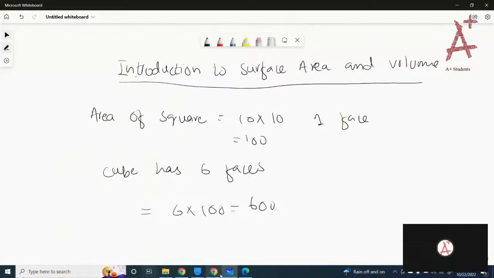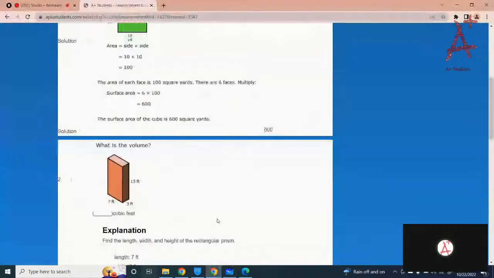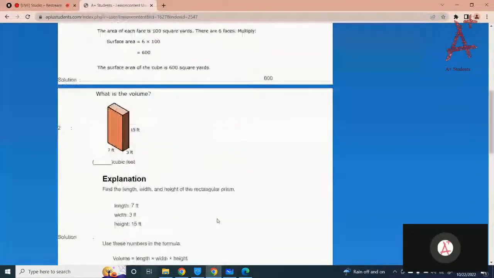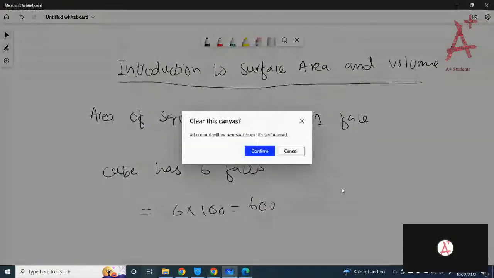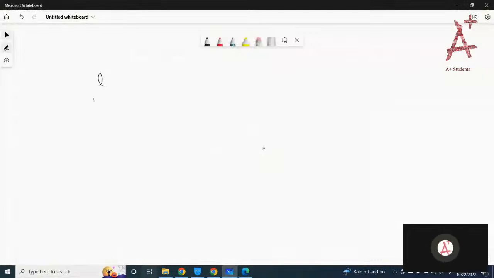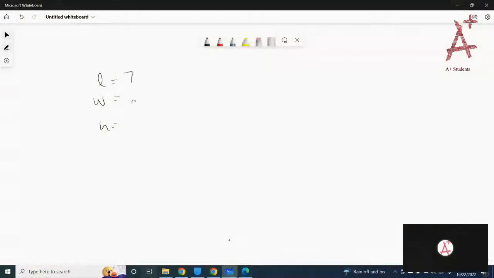Okay. Let's start with another example. What is the volume? You are given 15 feet, 3 feet, and 7 feet. Let me write down the length, width, and height on the board, and then we'll start. Length is 7, width is 3, and height is 15. So you have to find the volume of the rectangular shape.